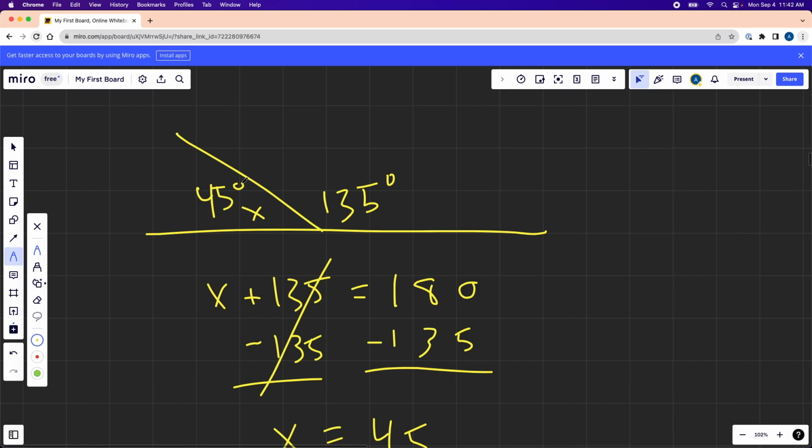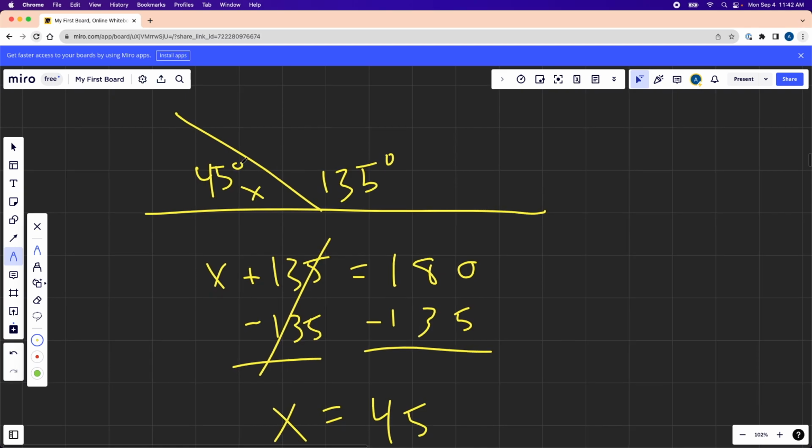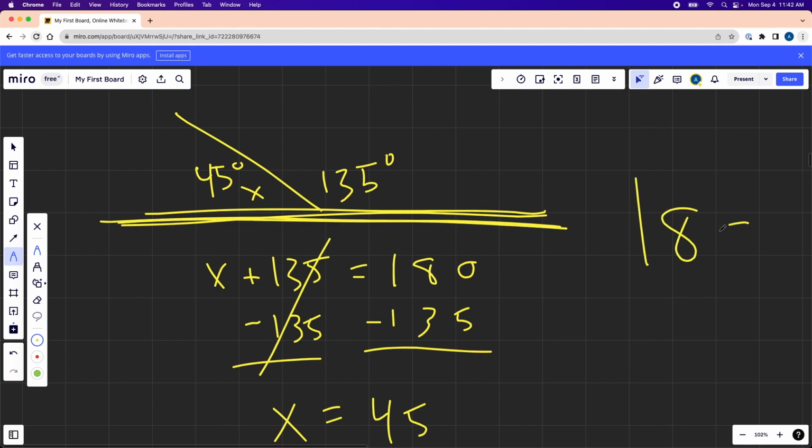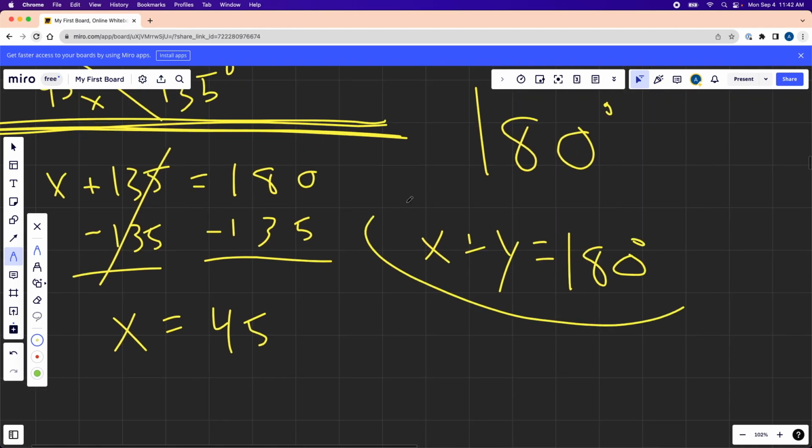That's pretty much all we need to know about supplementary angles. We just need to remember that the total number of degrees of a straight line is 180. When we have two angles that add up to 180, we call those two angles supplementary angles. In this case, X and Y are supplementary angles.